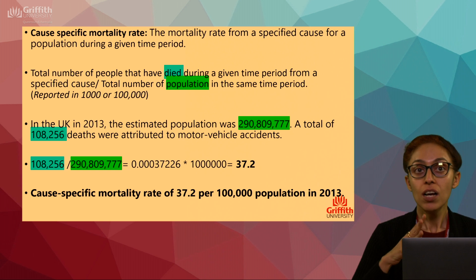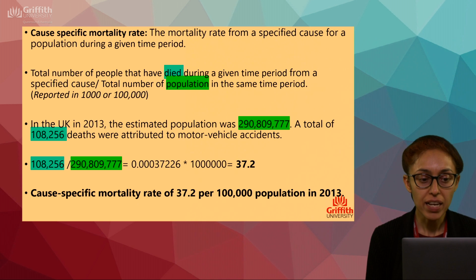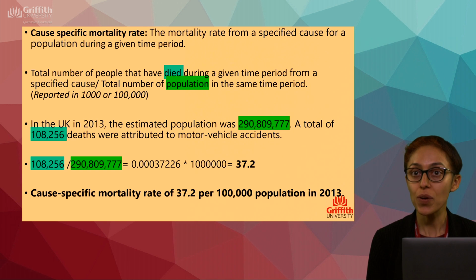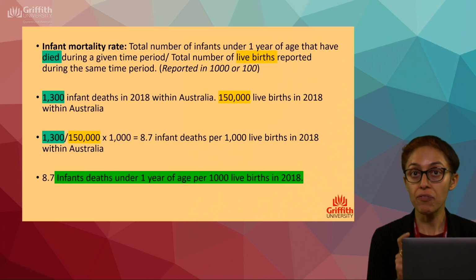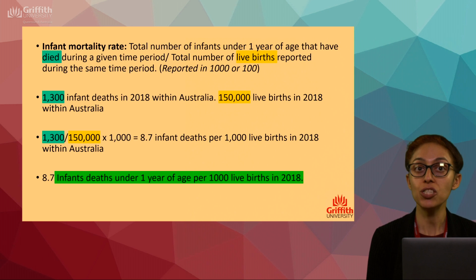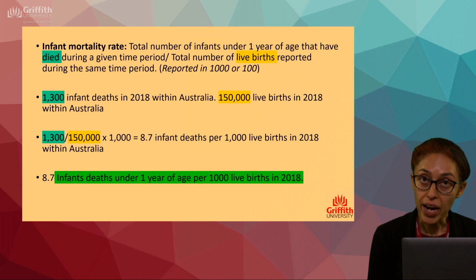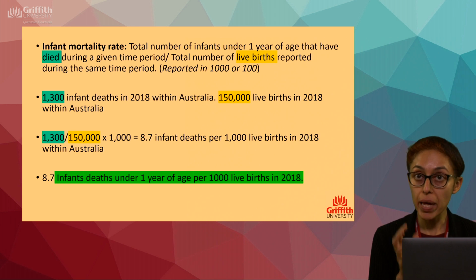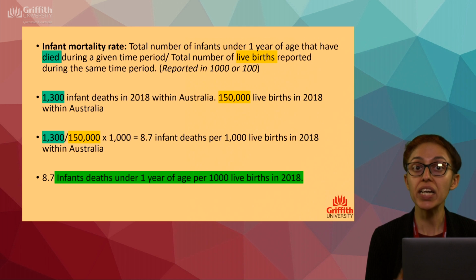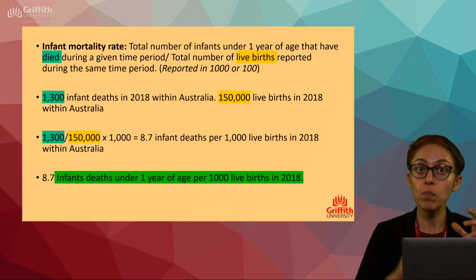All right. So I hope this is really simple, guys, because these calculations are very simple to understand and to interpret. Okay, then you have the infant mortality rate. This is the total number of infants under 1 year of age that have died during a given time period divided by the total number of live births, so babies who are living, reported in the same time period. Again, things are color coded to make more sense.